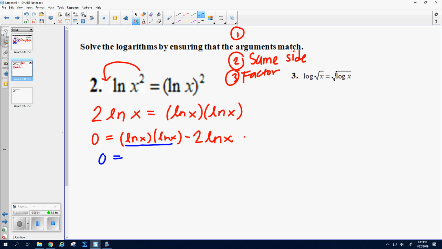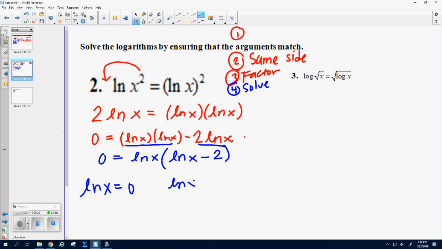What is common on your two terms right here? What could you factor out? An ln of x. All right, so I'm going to take out an ln of x, and that leaves me with one of them here and just a 2 here. Now if you're factoring, you set them equal to 0 and solve. So your final step is to solve. So I'm going to set this natural log of x equal to 0. And I'm going to set this set of parentheses, ln x minus 2, equal to 0.